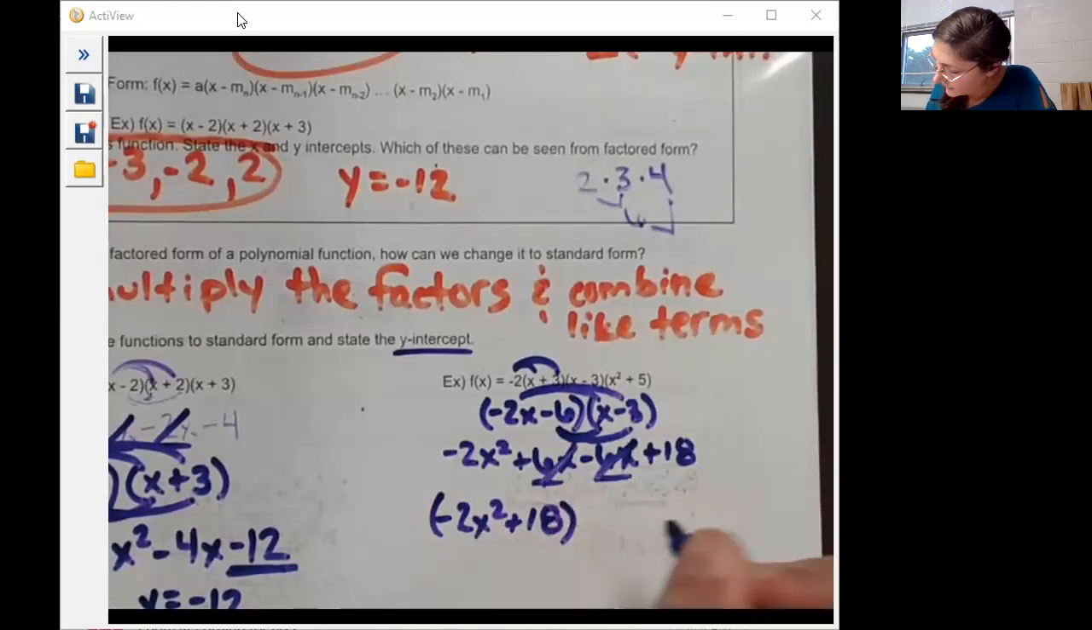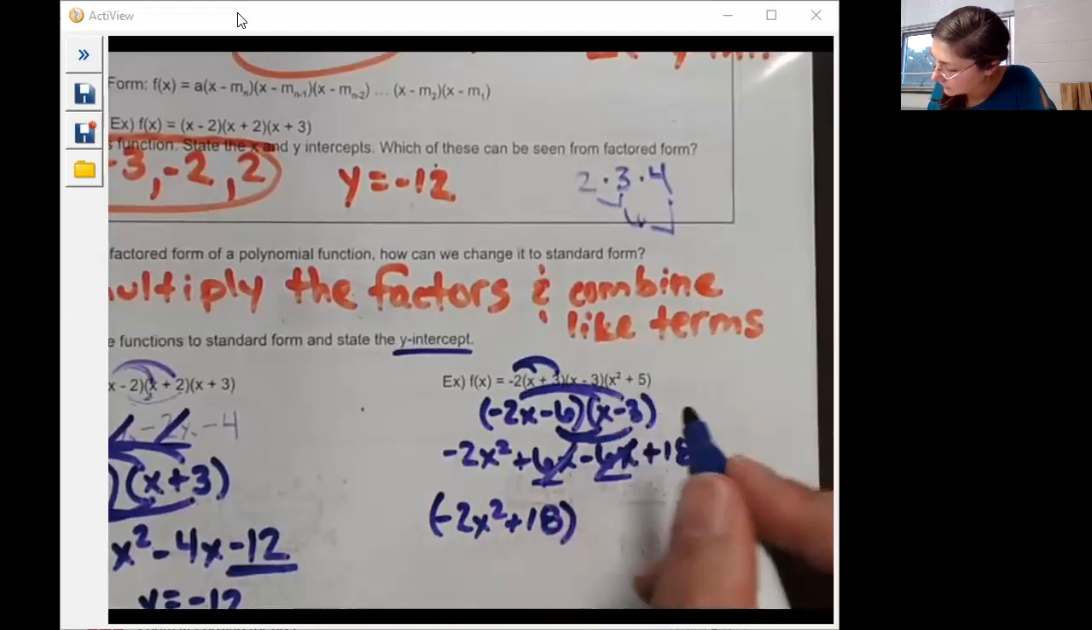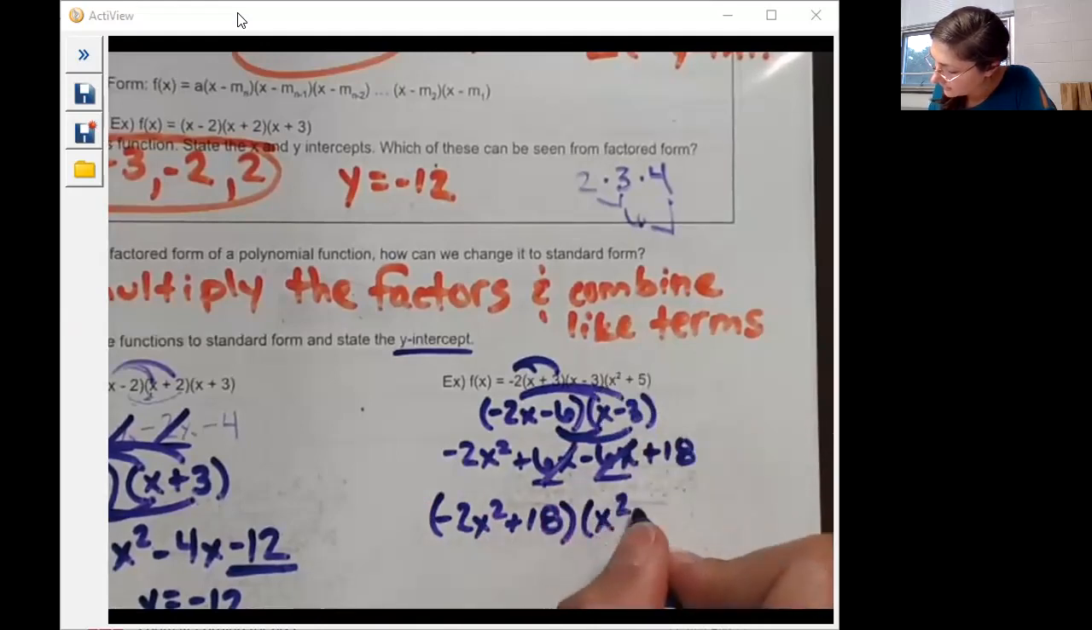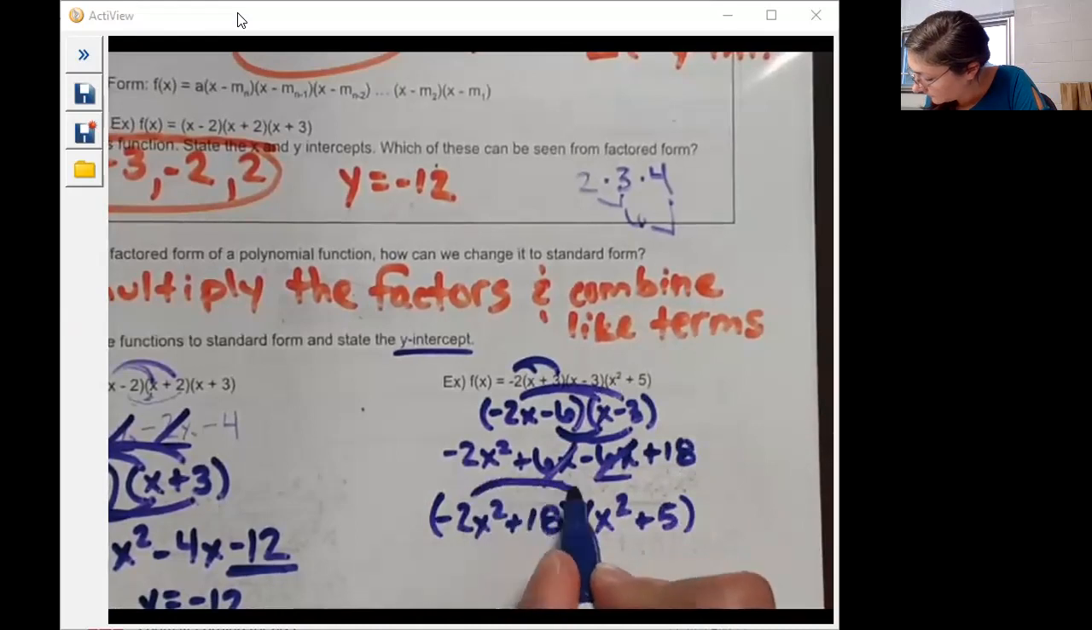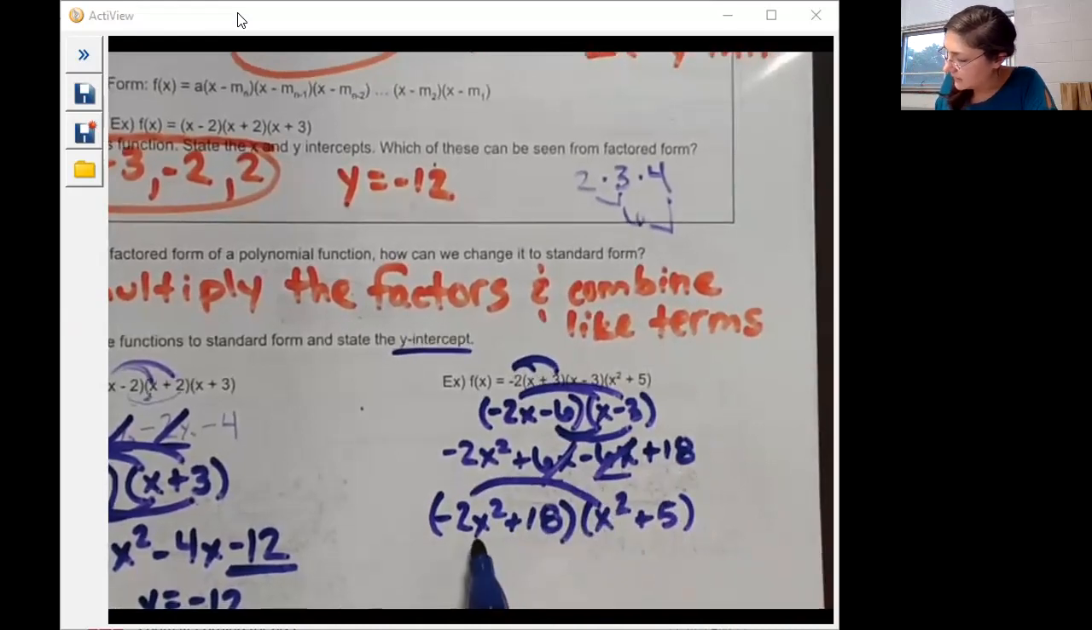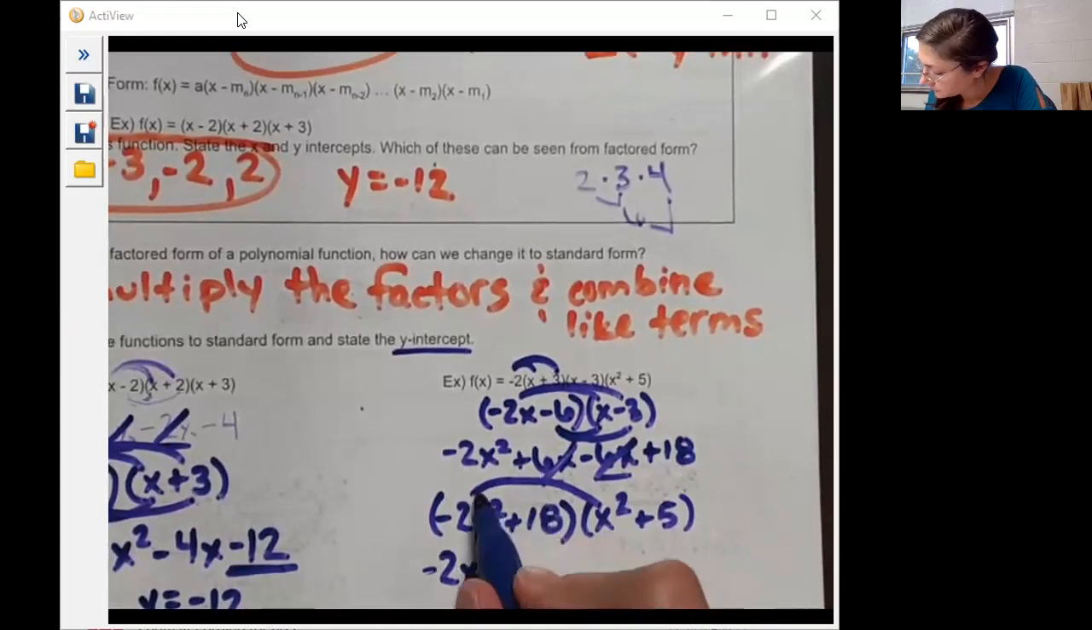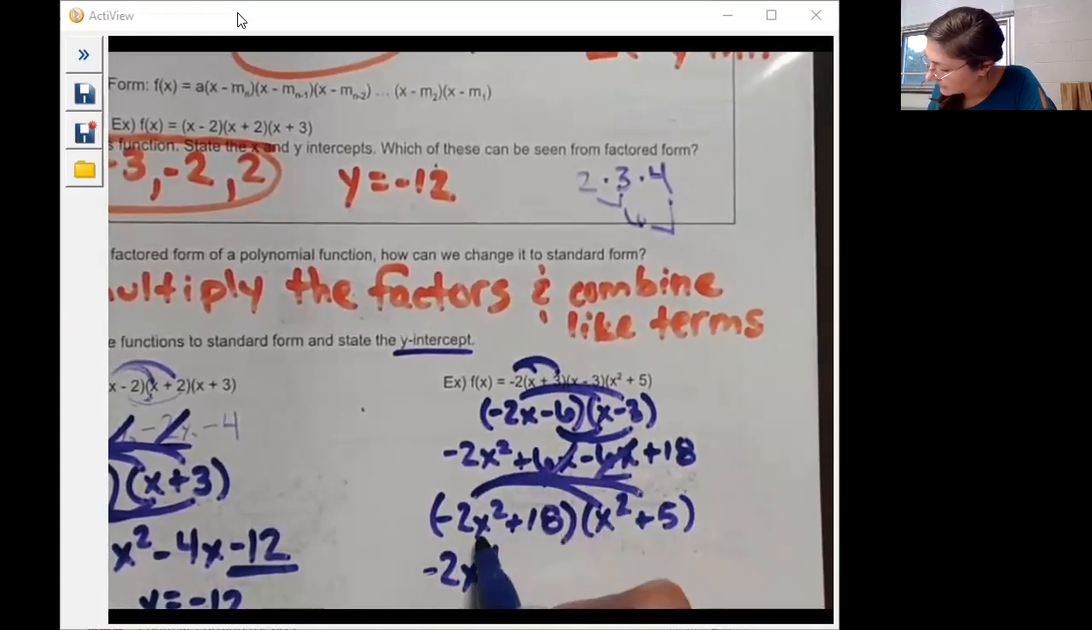And then I'm going to throw this in parentheses so I can multiply by this last term here. We've got x squared plus 5. And we'll distribute just like we did before. So negative 2x squared times x squared would be negative 2x to the 4th. Remember, as we're multiplying, we add those exponents. And then negative 2x squared times 5 would be negative 10x squared.